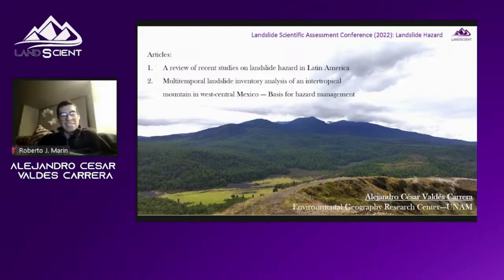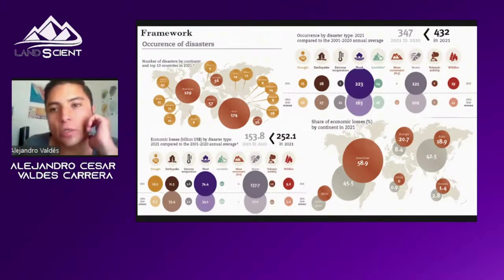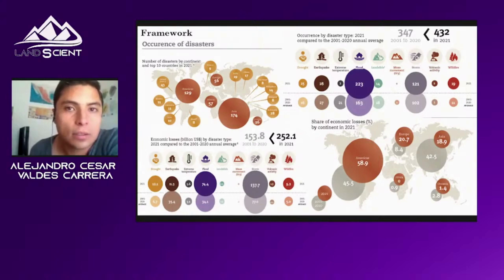As a framework, as we know, in recent decades, the effects of natural processes, natural hazards, have increased. Specifically, the number of disasters and economic losses. If we look at America, we can see that those effects have increased and it has the highest number of disasters.